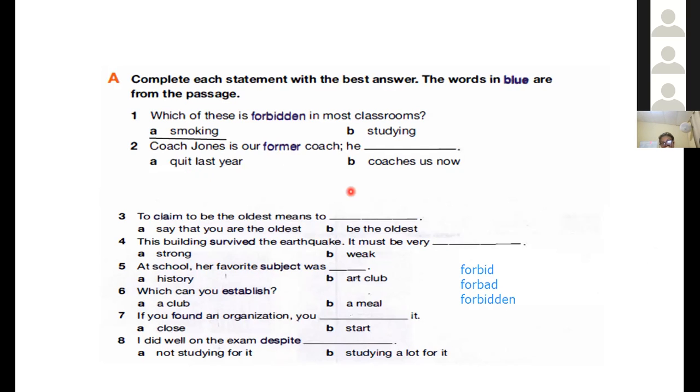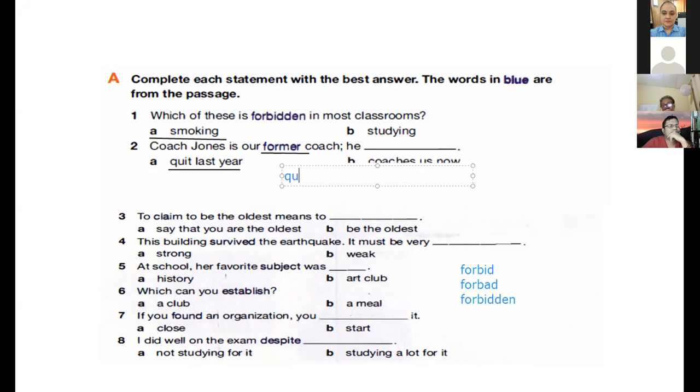He quit last year. Coach Jones is our former coach, right? He quit last year. Él renunció el año pasado. Recordemos que former significa antiguo, anterior o ex, right? Tenemos el verbo quit, right? Que significa renunciar. Quit.